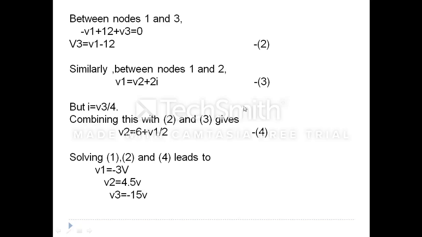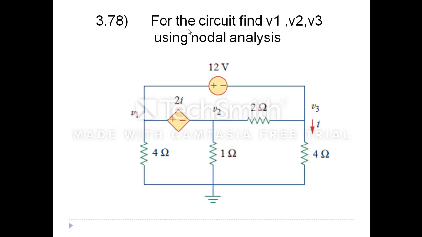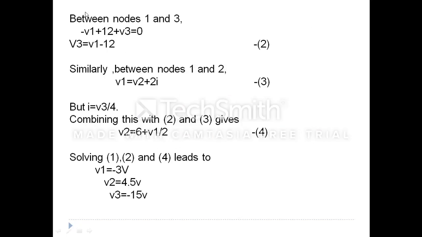Now let's see between node 1 and 3. This is node 1 and this is node 3. You just write the equation: minus V1 plus 12 plus V3 equal to 0. So after solving this, you will get V3 equal to V1 minus 12. Let it be equation 2.